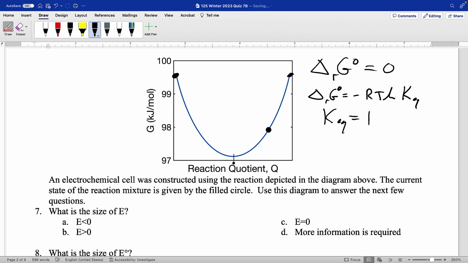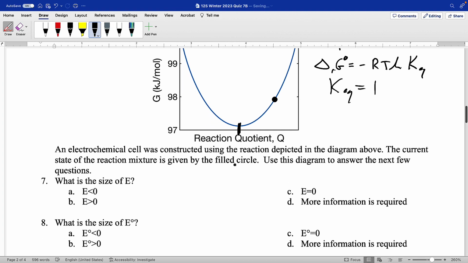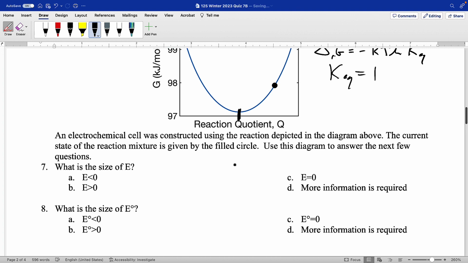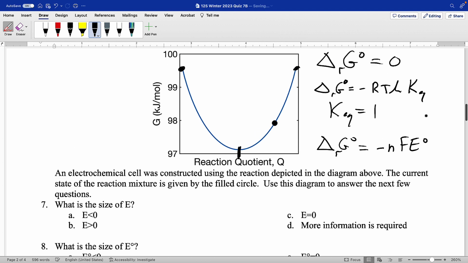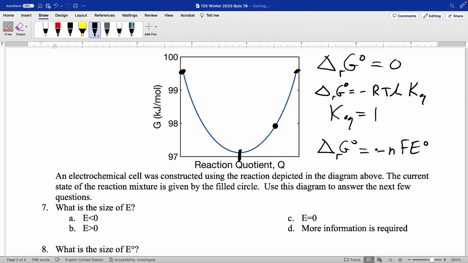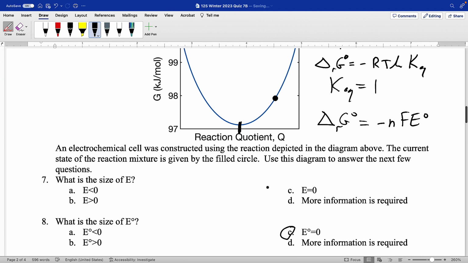You could also see that the bottom of the G energy curve is right in the middle between products and reactants, so K is equal to 1. And that can help us answer our questions, because we know that delta G standard is equal to negative nFE standard. So since delta G standard is 0, we can say E standard is 0. That's over here. What about this other one?